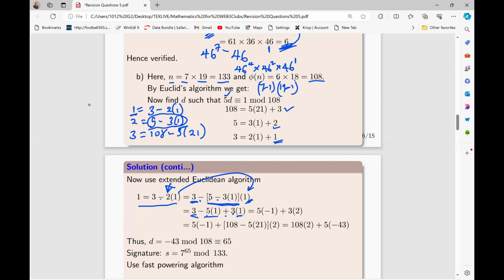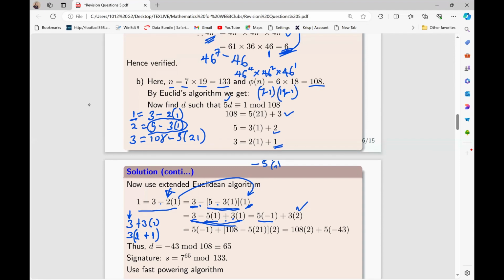So let's collect what has the 3's together. This is what we have: 3 plus 3 multiplied by 1. So 3 goes here once, and 3 goes here also once. So this is 3 times 2. That's what you see here. You're also seeing that I had negative 5 multiplied by 1, which is just the same as 5 multiplied by negative 1. That's what I've written here.